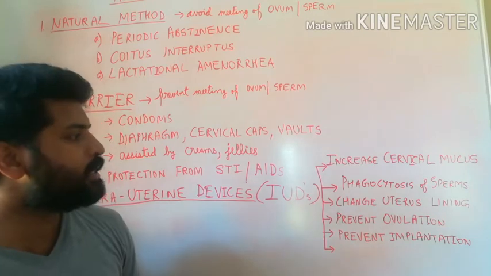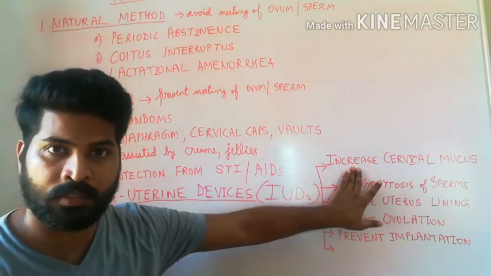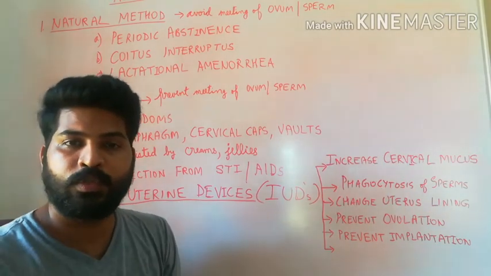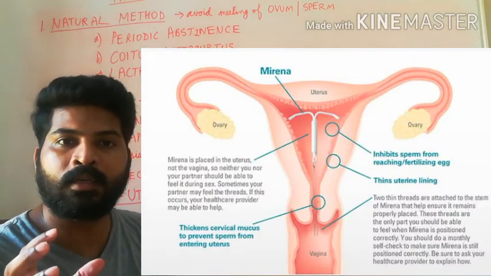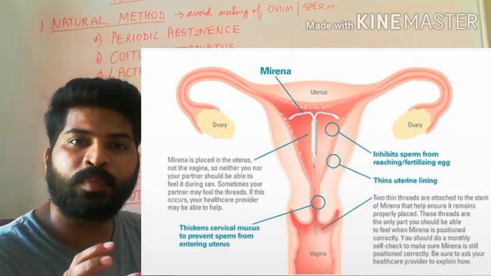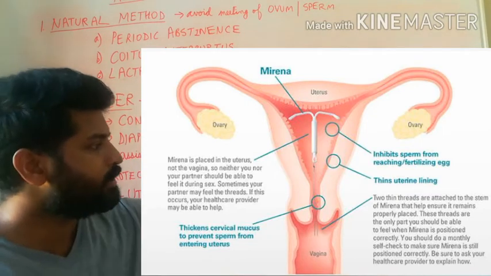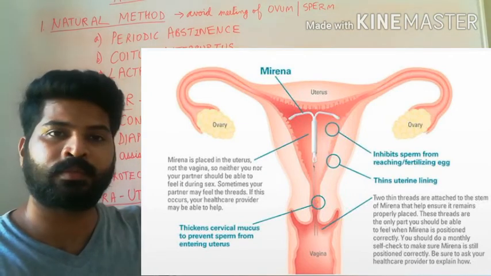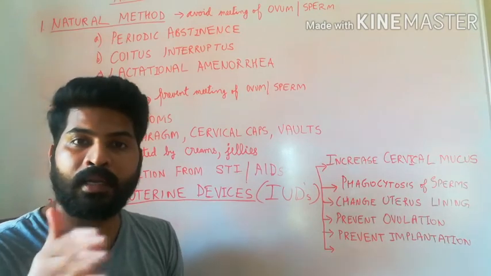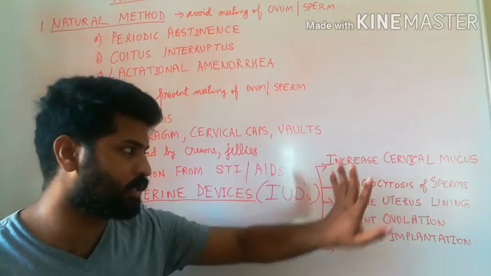Either these devices will produce certain hormones which will increase the cervical mucus. So the mucus will become thick near the cervix. This will help in trapping the sperms and killing the sperms. So that is one way. Second is phagocytosis of sperms. Like I already told you, the sperms' motility will be affected or the sperms can be killed, phagocytosis.